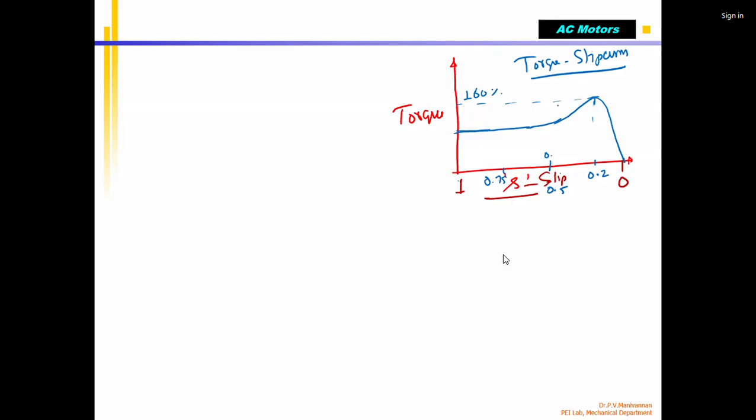Torque reaches maximum when slip is 0.2. Generally, this is how they draw the curve. You can reverse it also, you can do that.